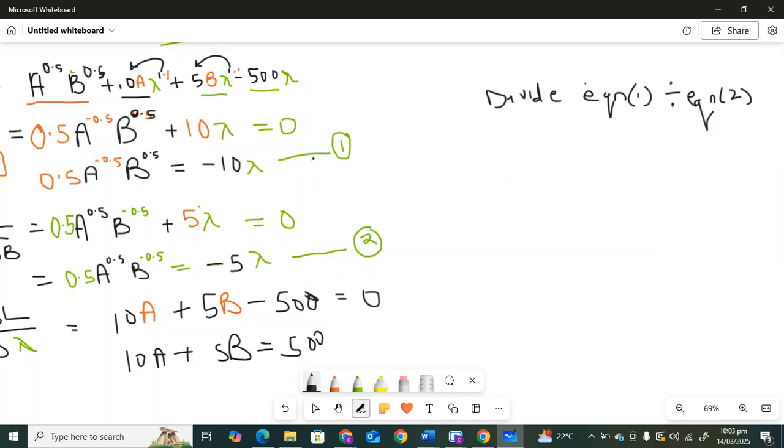Okay, equation 1, we had 0.5 a to the power negative 0.5 b to the power 0.5 equals negative 10 lambda.